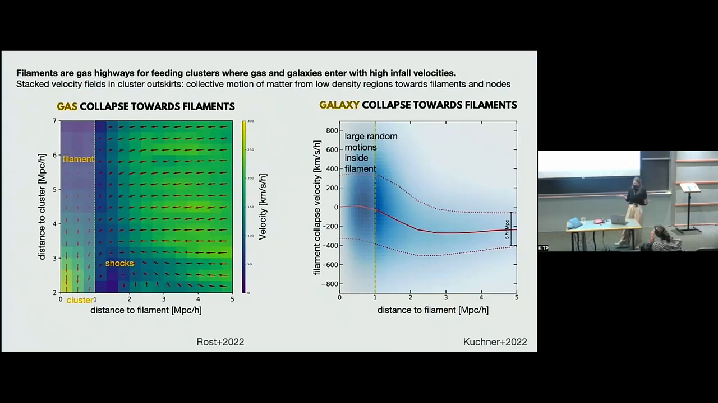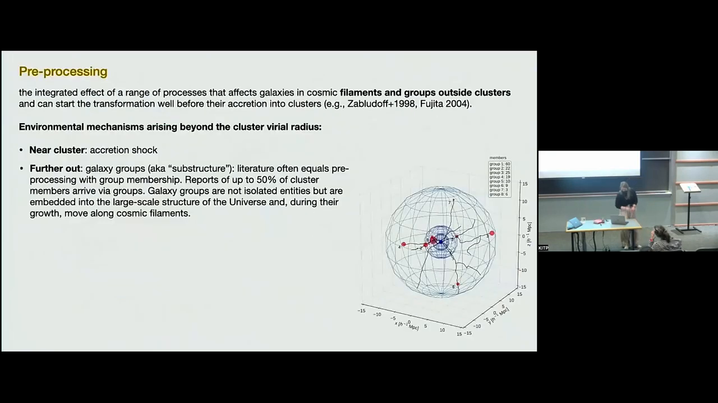Again, we can see it's a very dynamic area, even though the cluster is, of course, the greatest attractor in the center. Everything is moving towards the filaments and then towards the cluster center and shocking around it. If we go further out, then we are asking about galaxy groups, so the substructures. And the literature often equates group processes to pre-processing. So there are reports that up to 50% or so of cluster members have come into the cluster through groups. And then speculations, how important a group is in determining the transformation or the evolution of cluster galaxies.